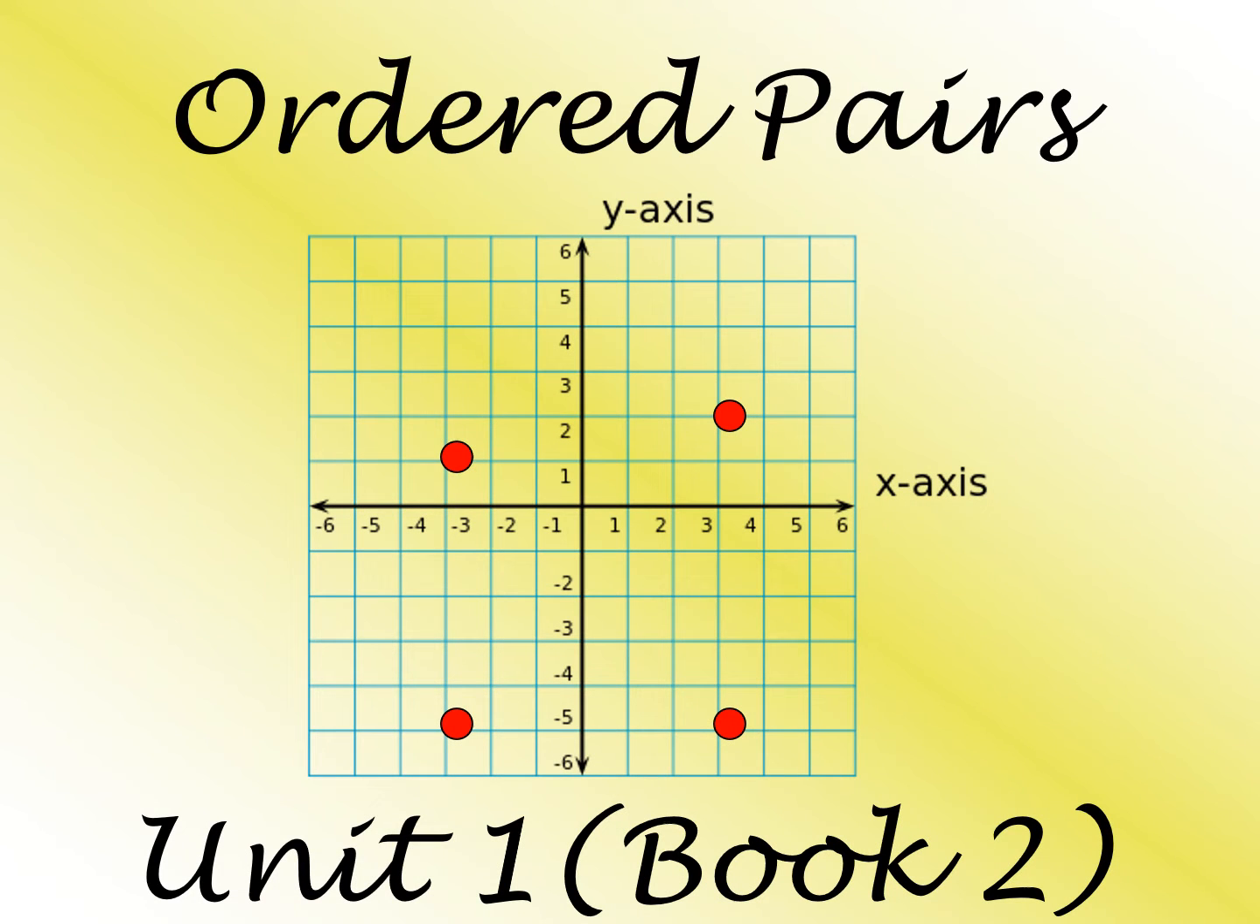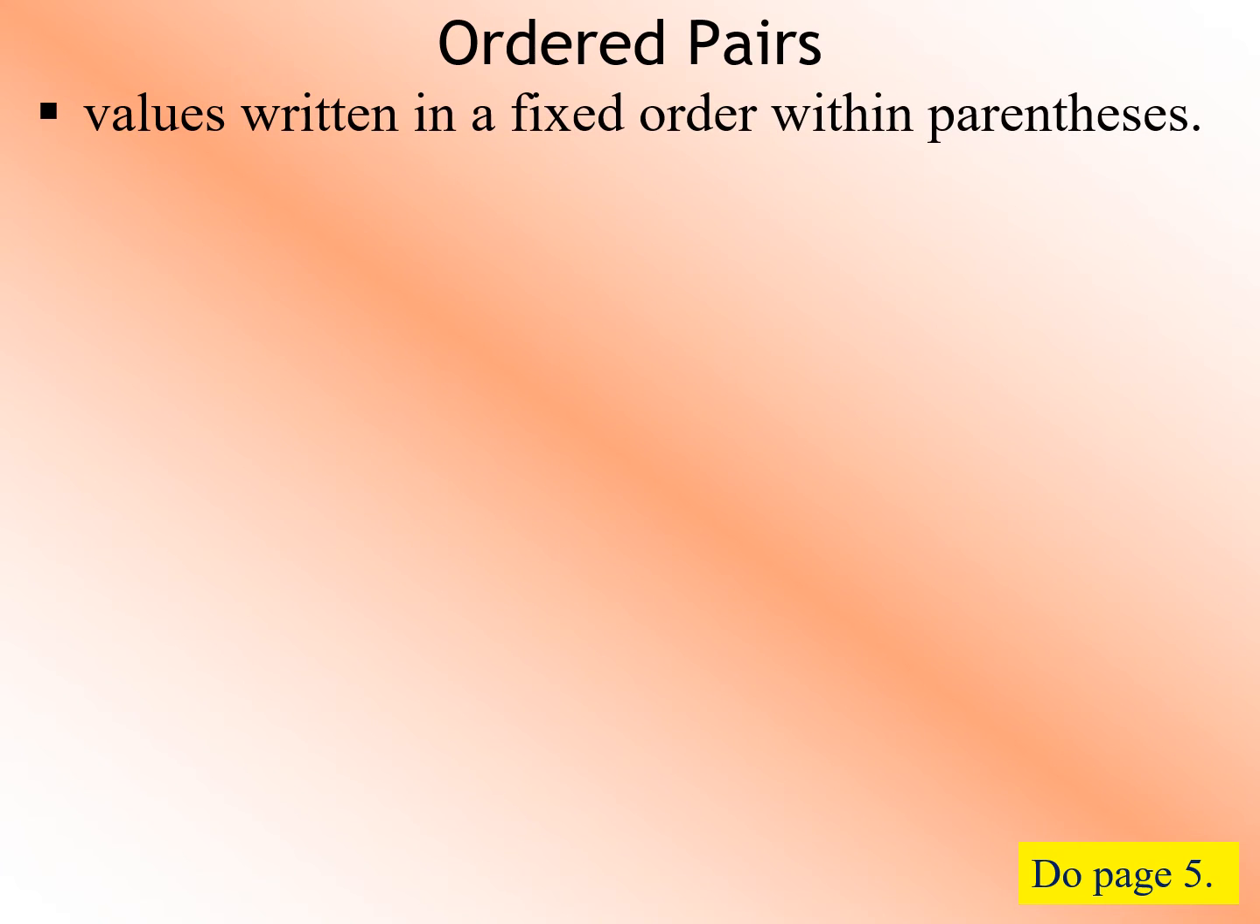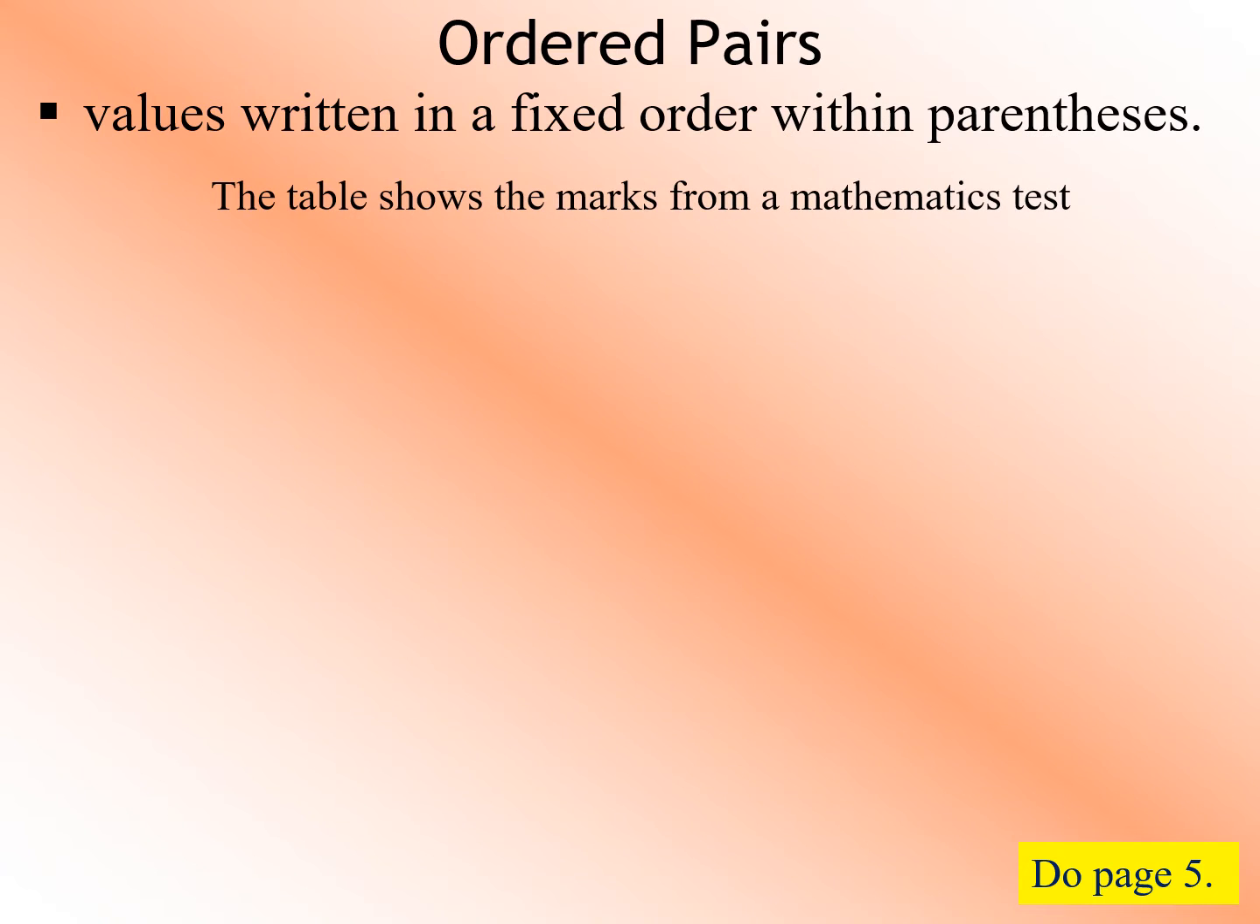Hello everyone. In this video, we are going to talk about ordered pairs. So what are ordered pairs? Ordered pairs are values written in a fixed order within parentheses. So let us have this example.